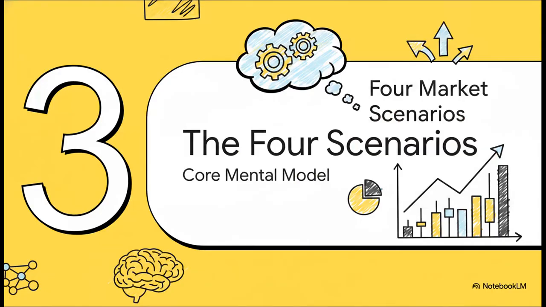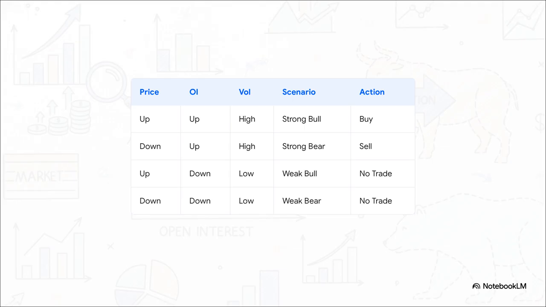Which brings us to part 3, the 4 market scenarios. This is the core executive mental model you really need to internalize. I actually want to slow down a second here because this right here is your ultimate cheat sheet. Notice the crucial pattern in these scenarios. Rising open interest brings conviction to whatever direction the price is currently moving. Okay, let's walk through it.